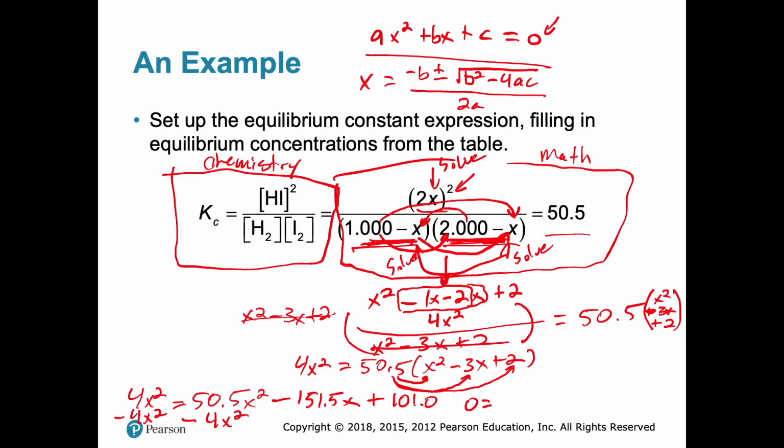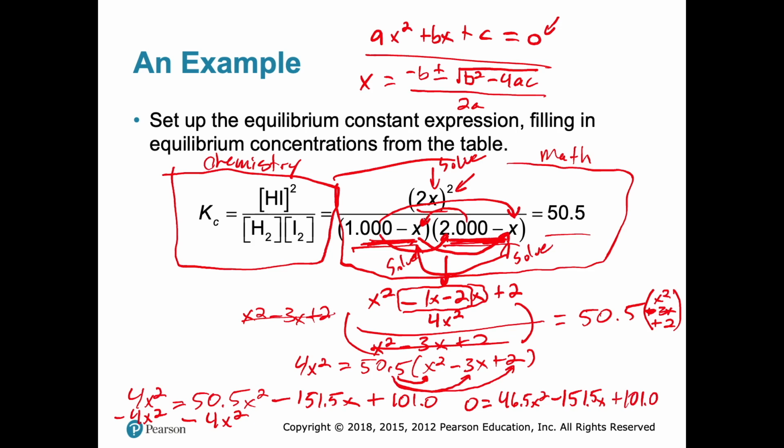So 0 then equals 46.5 x squared, and the rest of it stays the same. Why can't we do any more subtracting? I can't hear you. Say that one more time. Exactly. That is exactly right.